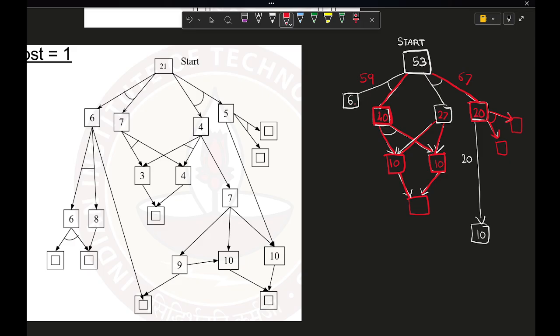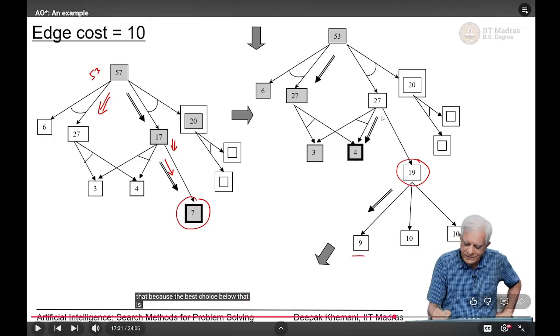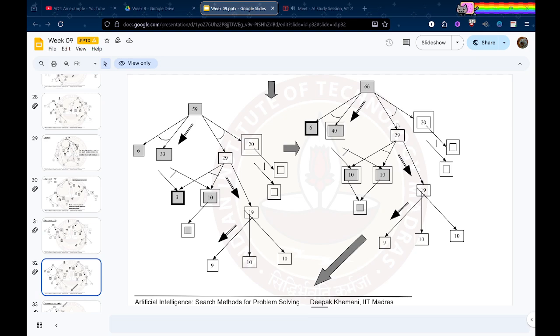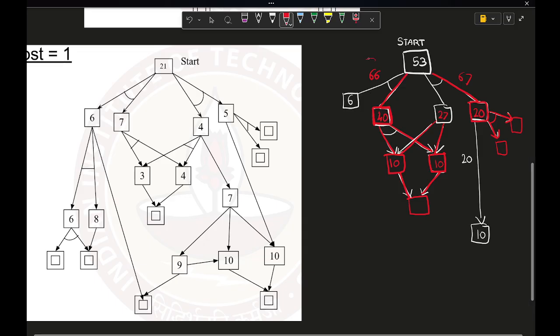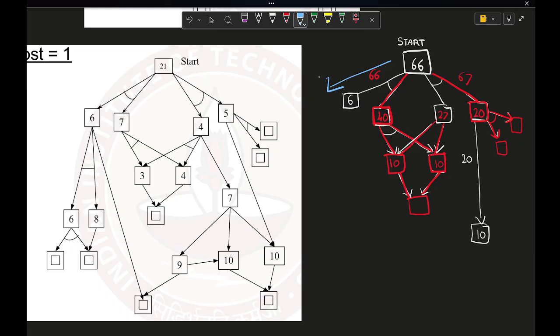So 40 plus 6 is 46, plus 20 is 66. So now this weight becomes 66, and this would still continue to explore the left hand side. Is that what happens? Yeah, that is what happens. We still explore this one. So this 53 updates to 66 because that is the lower one, and we explore this thing now because that is the one that we consider deepest.